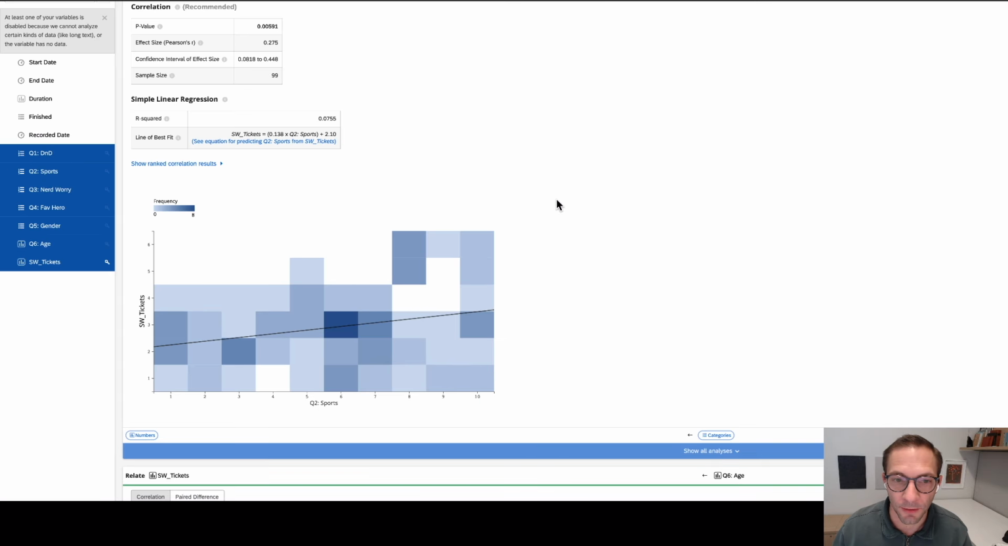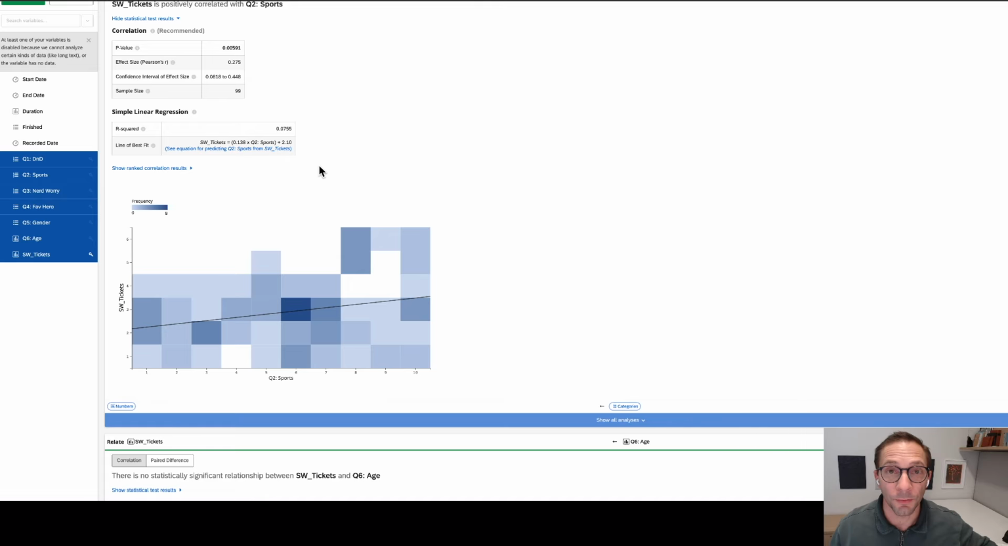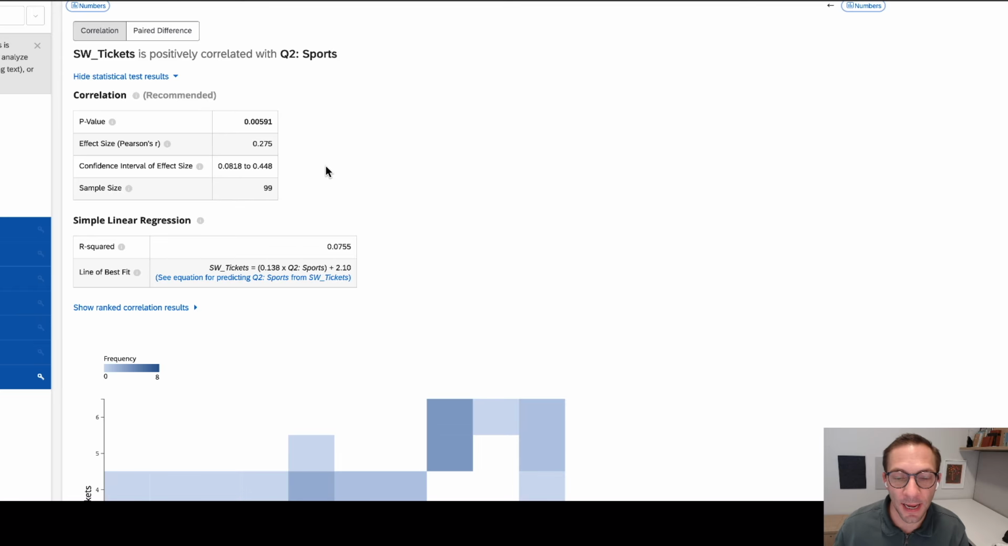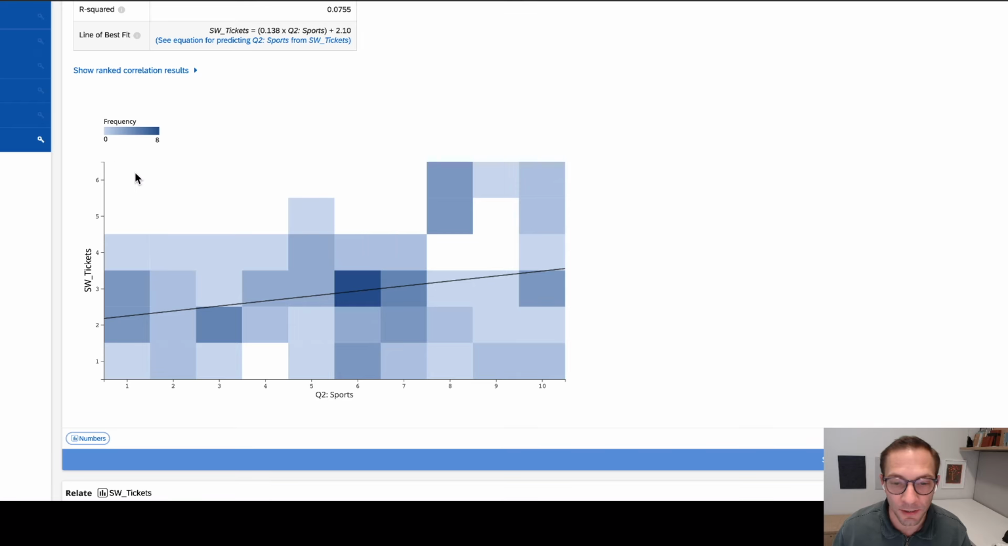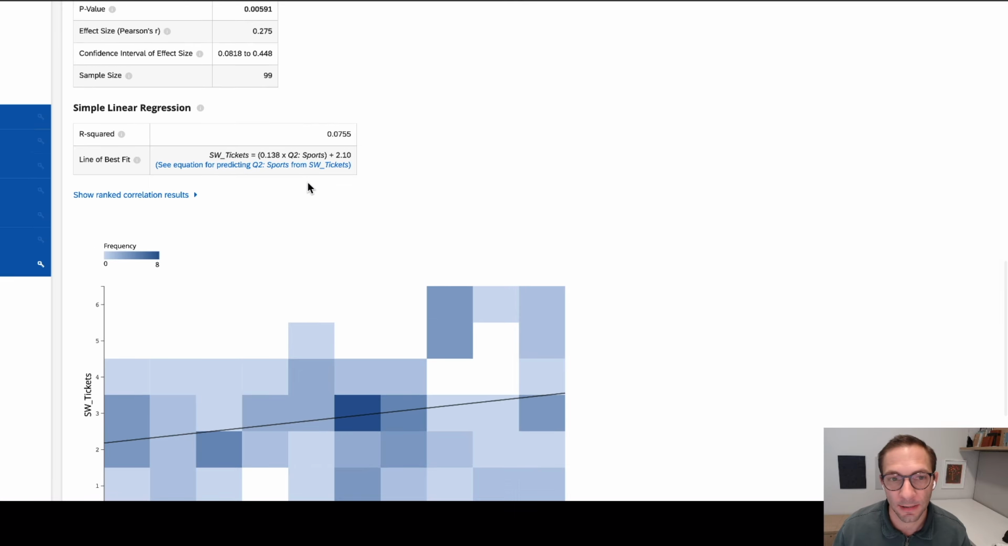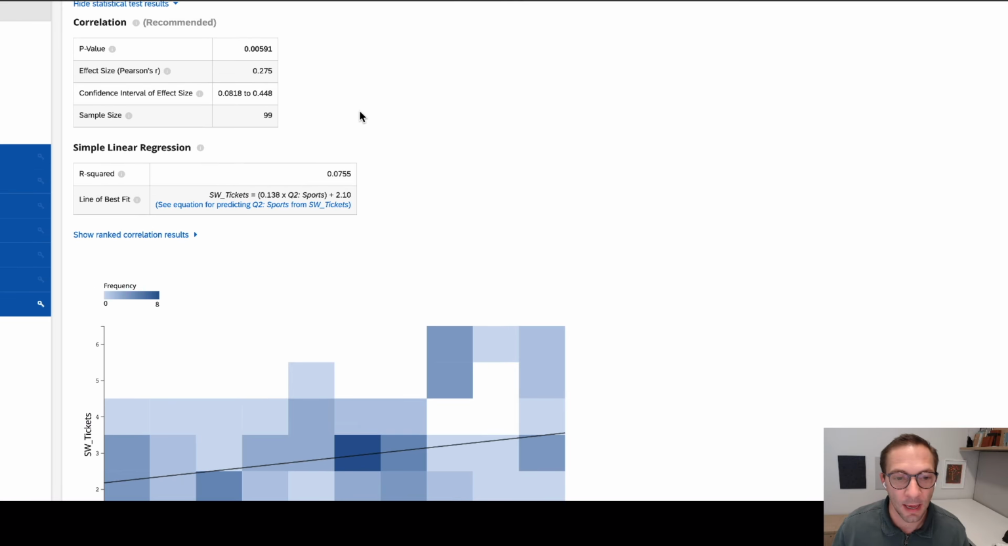So in this case, for that question, those who play more sports, we'd expect them to purchase more tickets. If this was a negative relationship, we'd see a negative beta here. We'd see the slope going down. Then we'd say those who played more sports purchase fewer tickets, because if this was negative 0.138, as sports increased by 1 point, we'd expect tickets to decrease by 0.138.